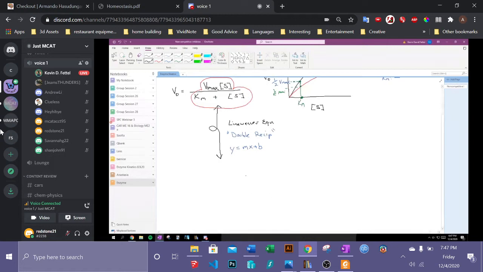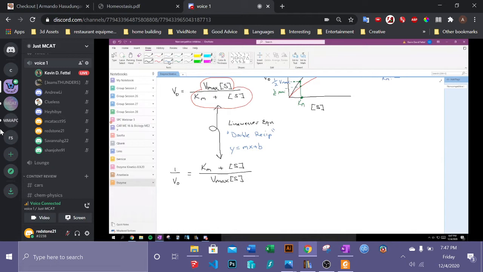So we originally have v naught. And like I said, we're going to take the reciprocal of each side, hence double reciprocal. So we actually get 1 over v naught is equal to Km plus the substrate concentration all over Vmax times the substrate concentration. Okay, we flip everything over.